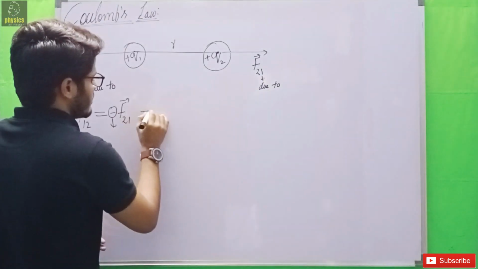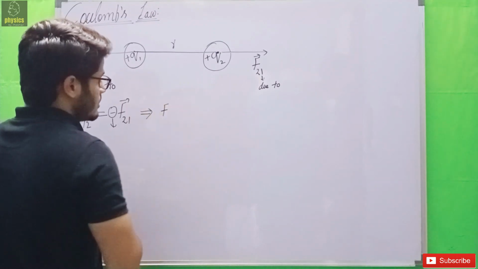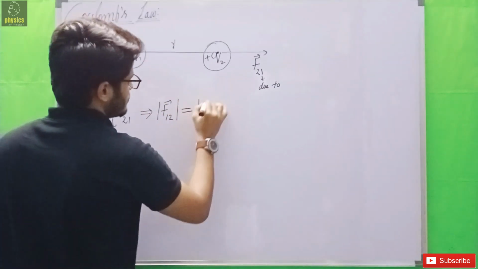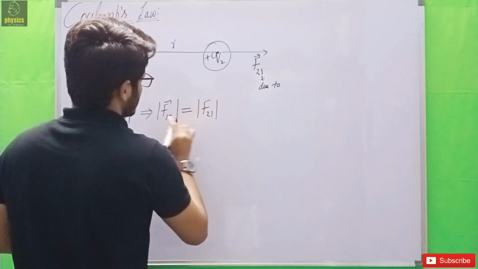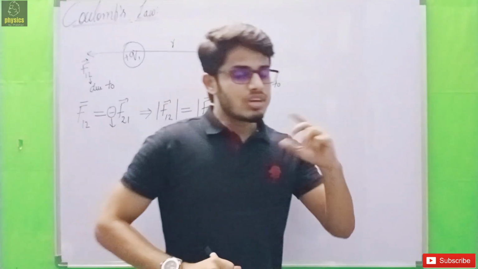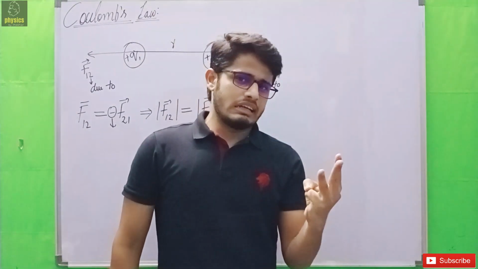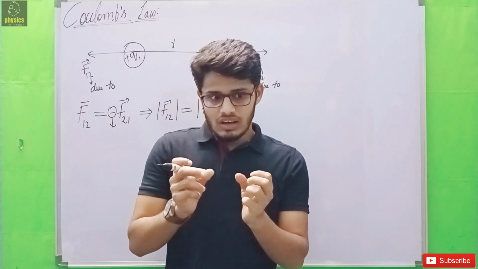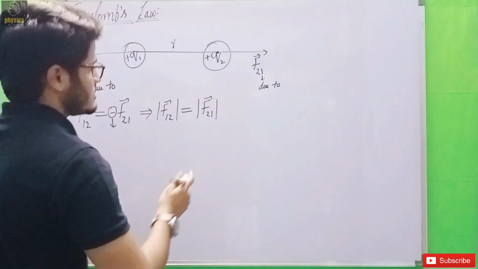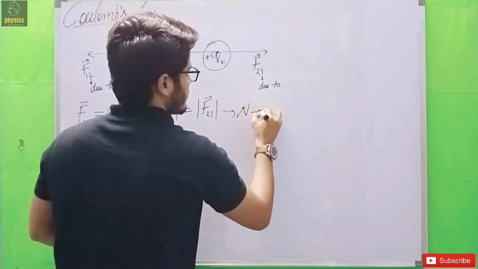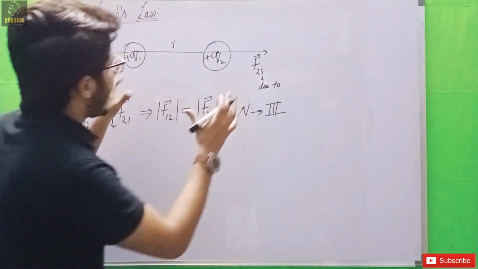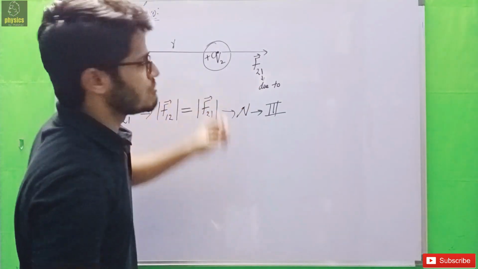Okay, now if I write it in magnitude form, in the mod form, F21 will be equal to F12, and F12 will be equal to F21. So this is the consequence of Newton's third law. The forces have equal magnitude but are opposite in direction. You can see how beautifully Newton's third law is merging here.